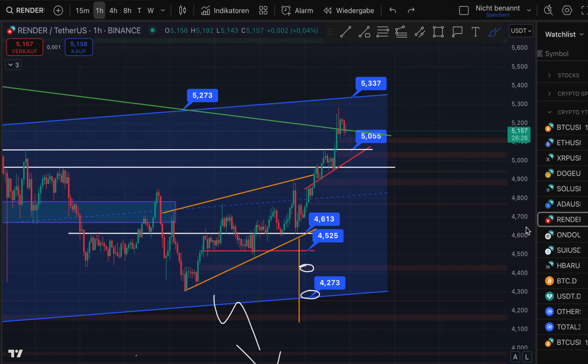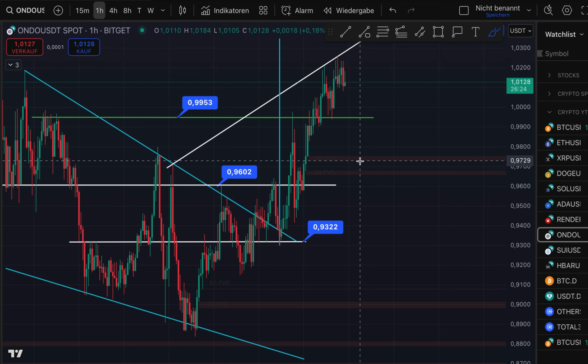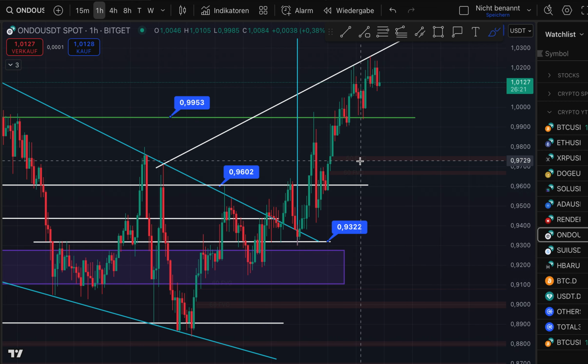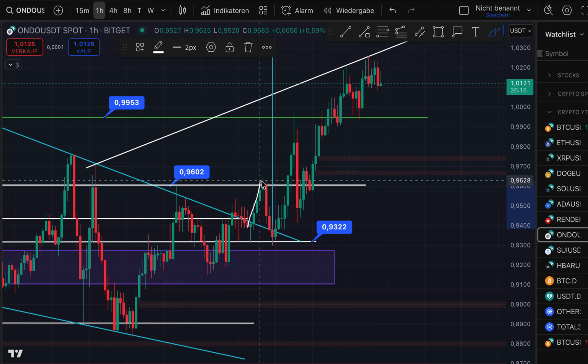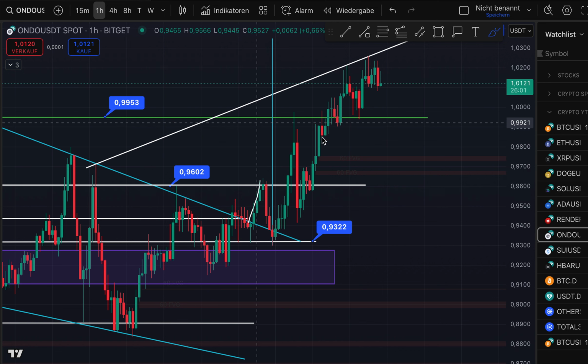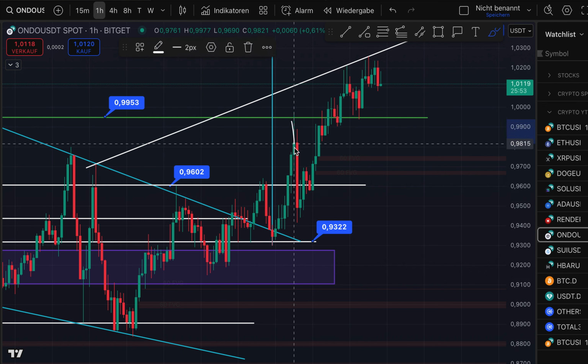So let's get to ONDO. ONDO, nice trade. We broke here to the upside of the falling wedge in bright blue. We retested it. We said over the 96 cents we can get into a long position. We got the breakout, here the retest, follow through into the 99.5 cents. Take profit was set, and the rest of the position stop loss was also set. With this push to the downside, my stop loss got triggered.